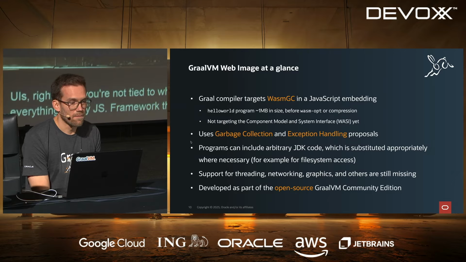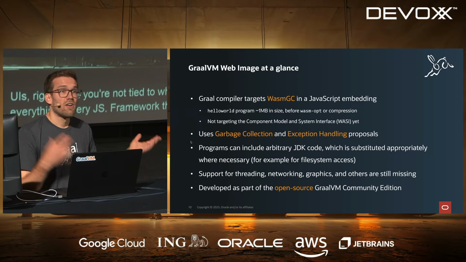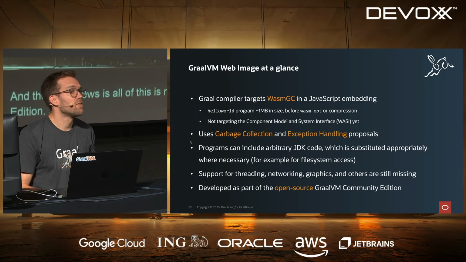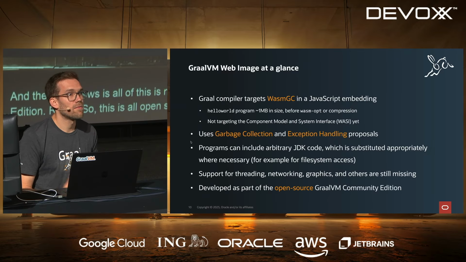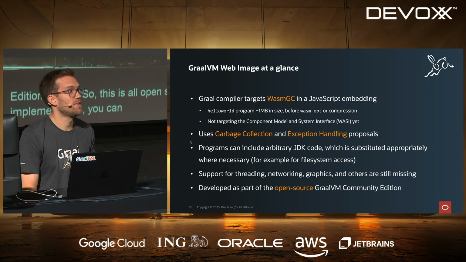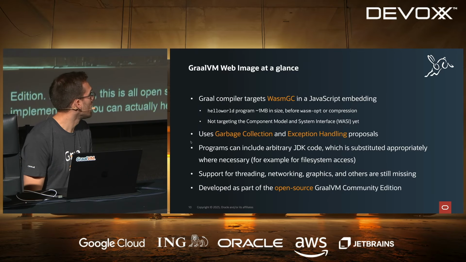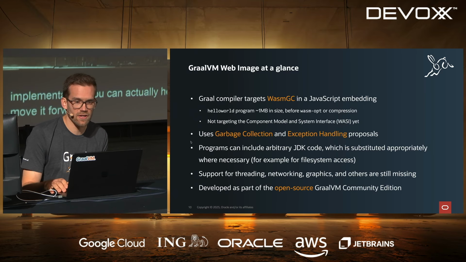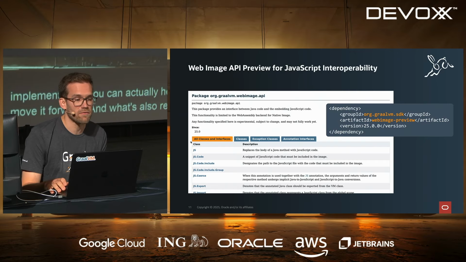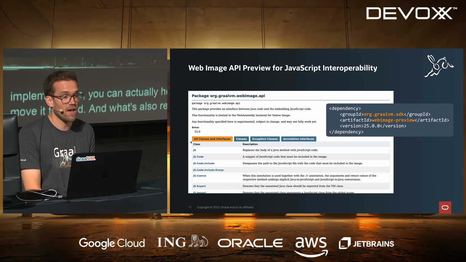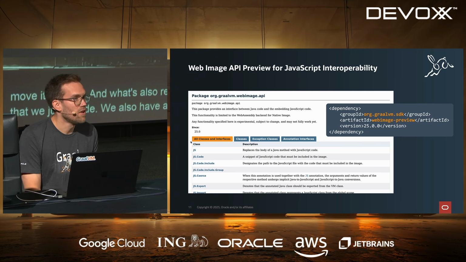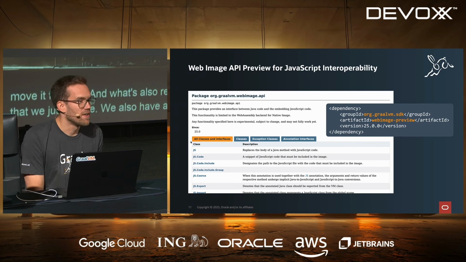And more. And the good news is all of this is maintained in GraalVM Community Edition, right? So this is all open source. You can look at the implementation. You can actually help us get this completed or move it forward. And what's also really cool in this new GraalVM 25 release that we just made, we also have a new web image API preview for JavaScript interoperability.